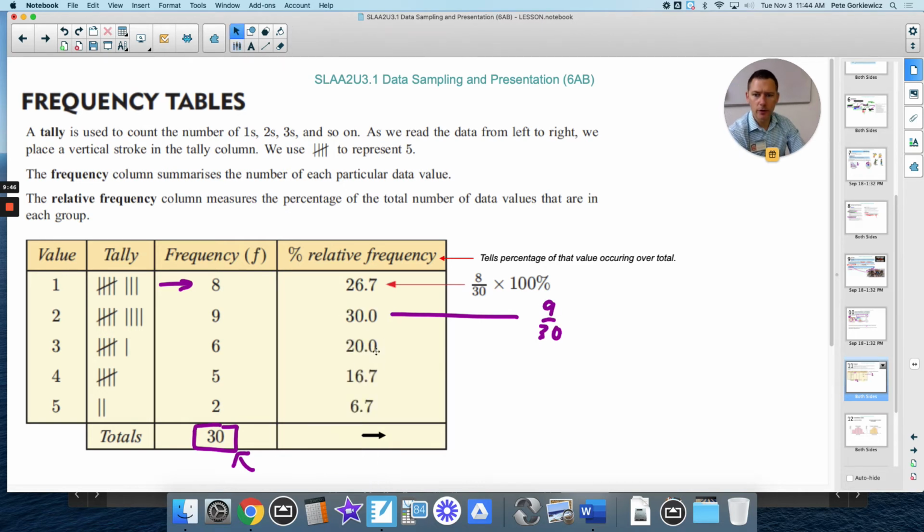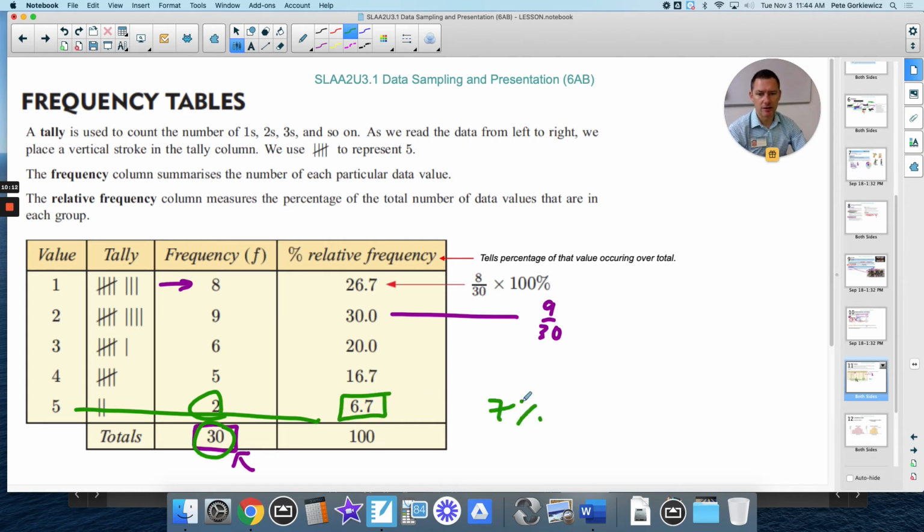You'll also notice that if you add up the percentages, they should add to 100 because you need to have 100% at some point. So you can tell if you've messed it up or not. You could use this with probability. What's the probability of getting a 5? 2 out of the 30 got a 5 just based on our sample. That's almost 7%. So you have a 7% chance of getting a 5.